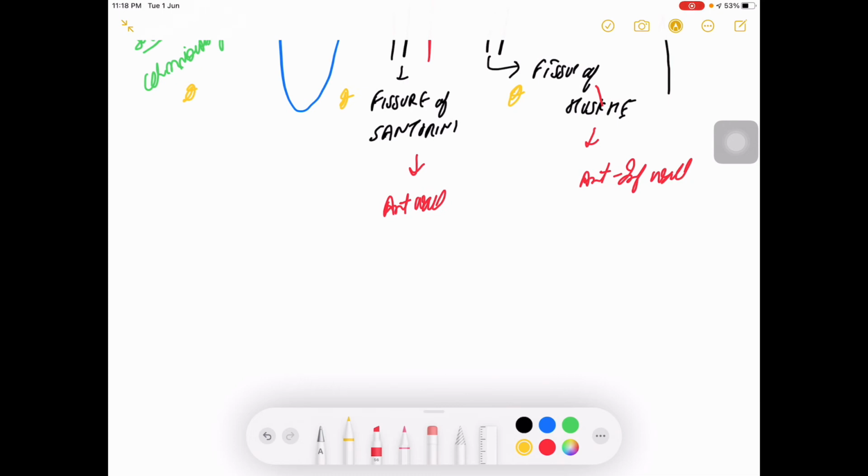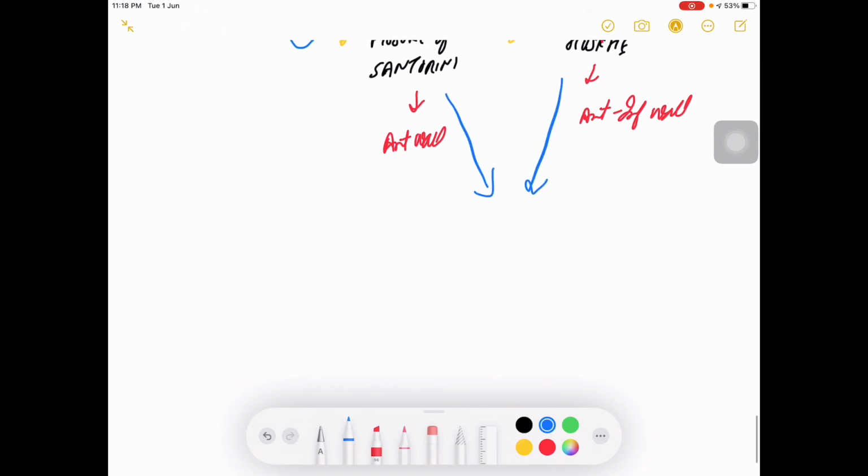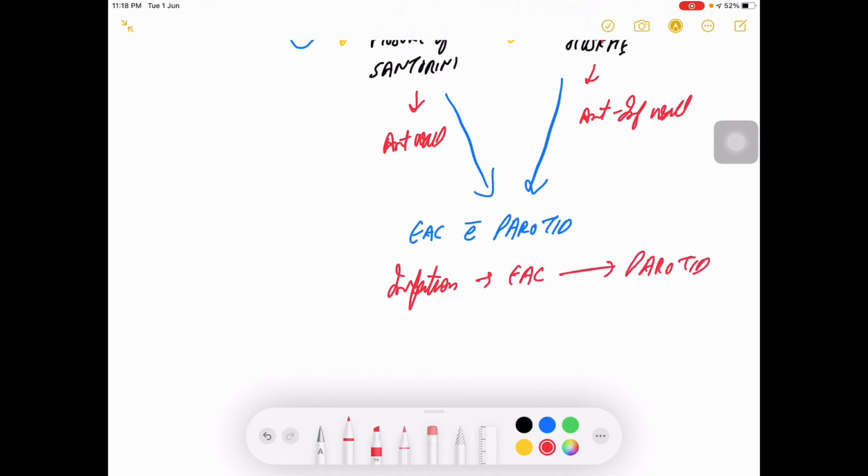And coming on next, both these fissures connect the EAC with the parotid. Hence the infection can spread in both directions, from EAC to parotid as well as from parotid to EAC.